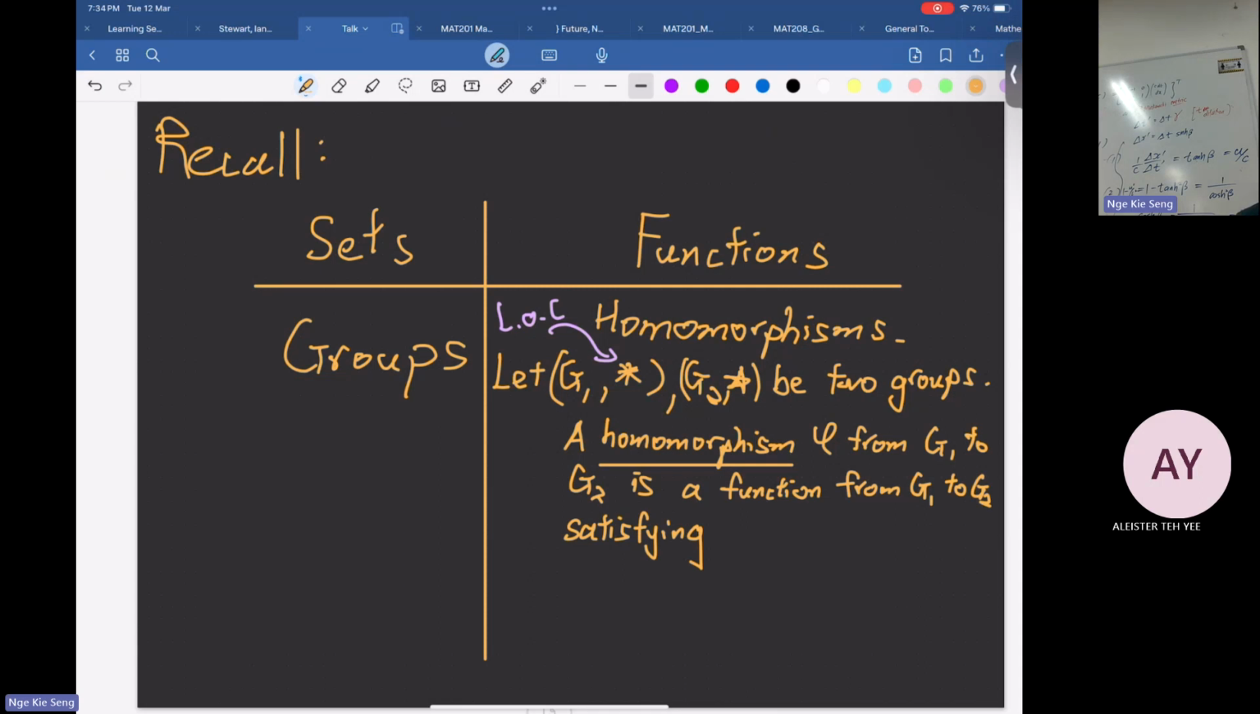So I have two groups that have different laws of composition. What kind of function are we considering here? This function phi needs to satisfy, for all x, y in G1, phi of x asterisk y equals phi of x star phi of y. Note that I have different operations here. Because x and y are in G1, I can compose using the G1 law of composition. But after I map using phi, where do x and y land? Phi is a function from G1 to G2, so phi x and phi y land in G2, and I can compose using the G2 law of composition. Does this equation make sense? Any questions?